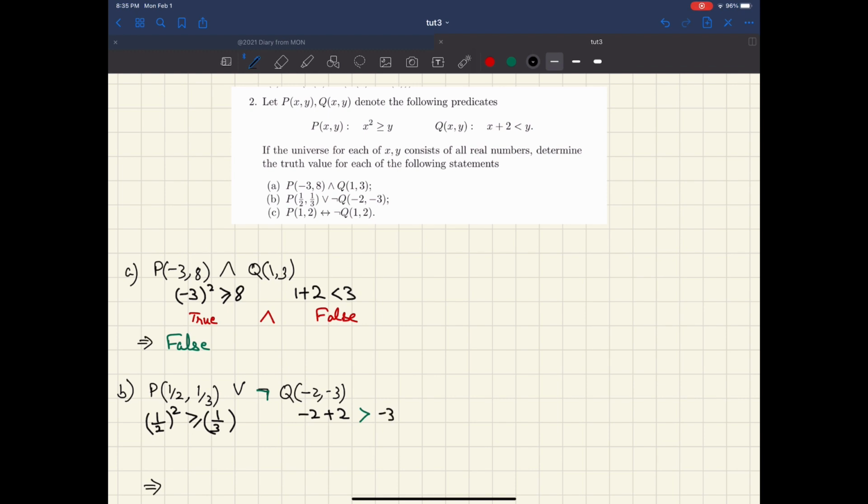Now on the left side, we have 1 by 2 squared, which is 1 by 4. So 1 by 4 is clearly less than 1 by 3. It is false. And minus 2 plus 2, which is 0, is greater than minus 3. So it's true. Now, since there was an or, we only needed one of these to be true. So the answer is true.